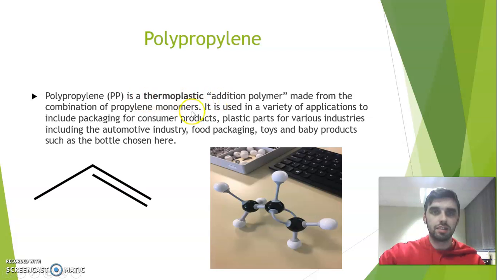Polypropylene is a thermoplastic addition polymer made from a combination of propylene monomers. It is used in a variety of applications, including packaging and consumer products, various others, including baby products, such as the bottle chosen here. Here you can see the completed monomer, completed in class.